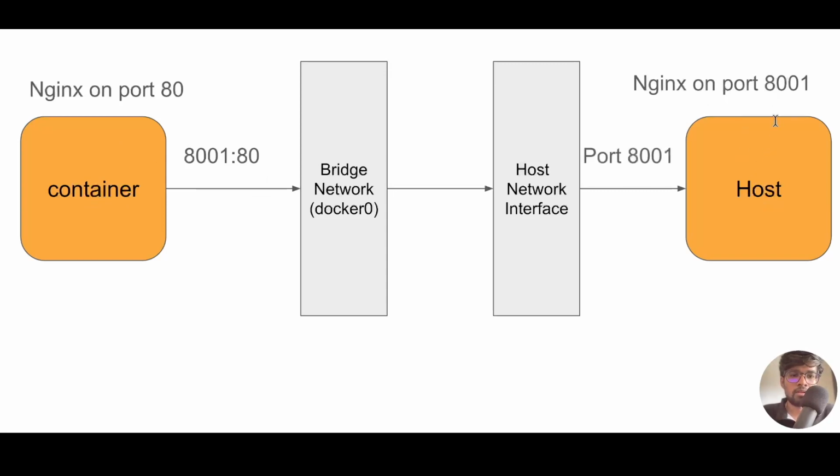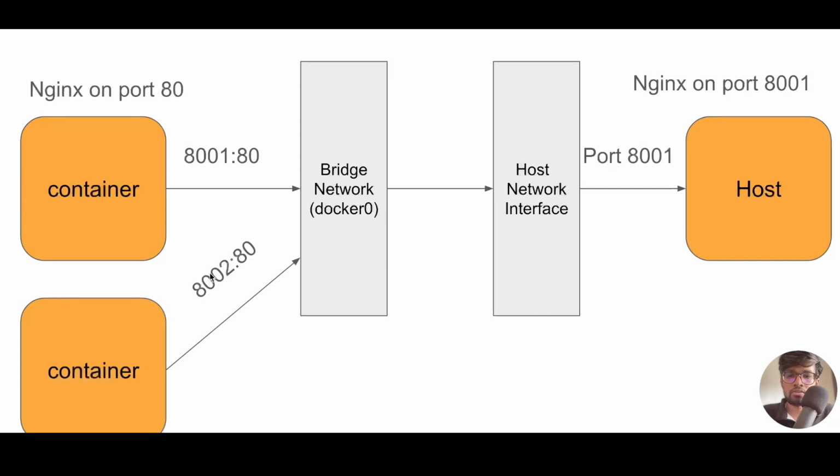Now let's say I create another container which is running on port 802. Nginx running in this container still listens on port 80, but on the host it listens on port 802. So this is how Docker network works.